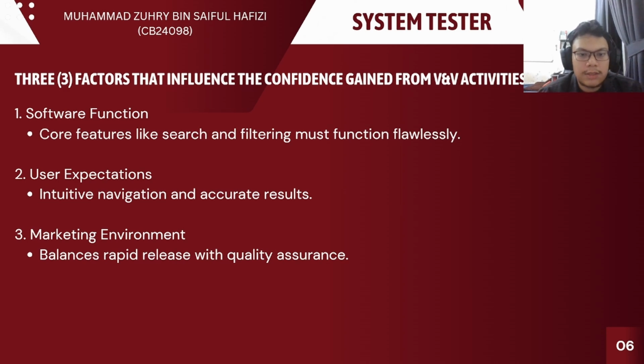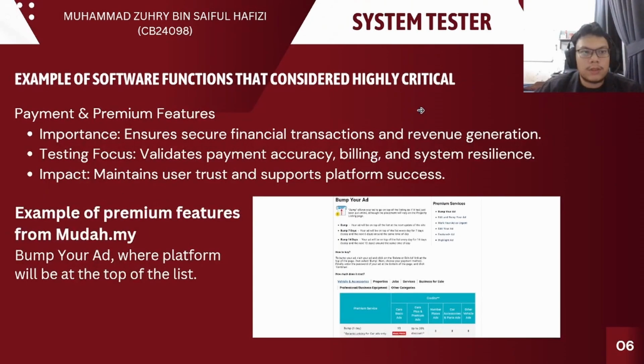The third factor is marketing environment. Time to market is to balance rapid release with quality assurance for the user. The approach that we focus is on critical function. For example, we do beta testing before launch the official system. The result that we will get is a competitive advantage without sacrificing the quality with other competitor.